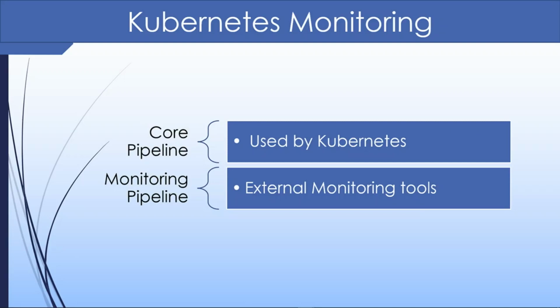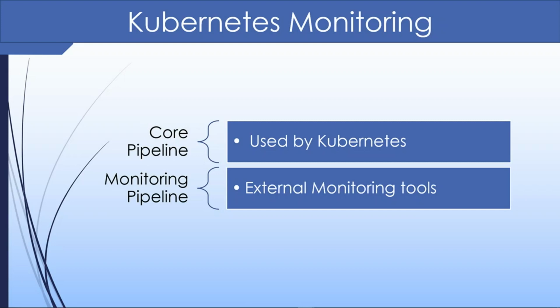In this last video in this section, we will look at monitoring concepts in Kubernetes. Monitoring is concerned with solving two different kinds of problems. The first problem is providing metrics for Kubernetes' own use. The second problem is presenting the metrics to users of the cluster. The solution to the first problem is referred to as the core metrics pipeline, and the solution to the second problem is known as a monitoring pipeline.